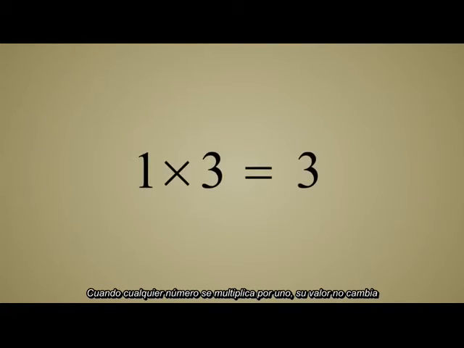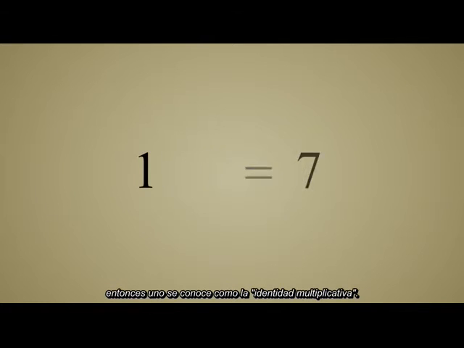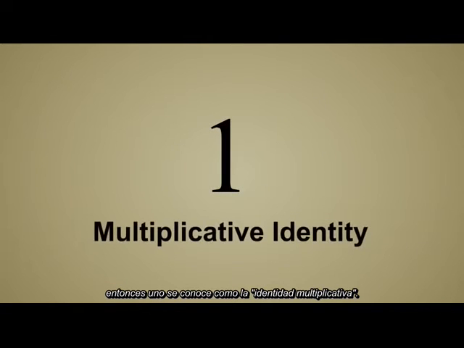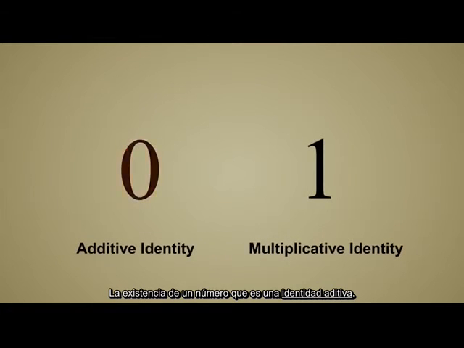1 is also a number with a unique identity property. When any number is multiplied by 1, its value is unchanged. So 1 is known as the multiplicative identity. The existence of a number which is an additive identity and a number which is a multiplicative identity is an important property for a number system.